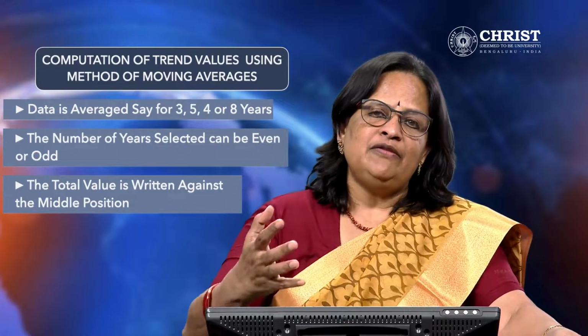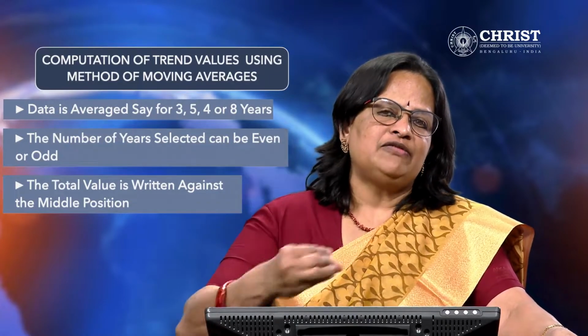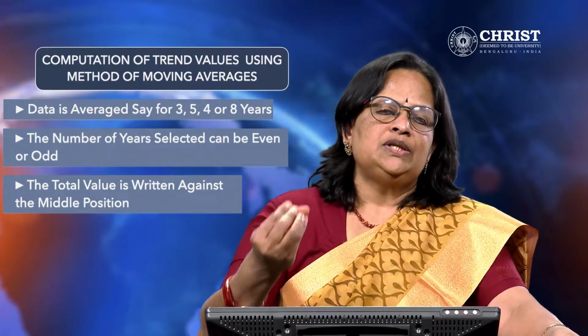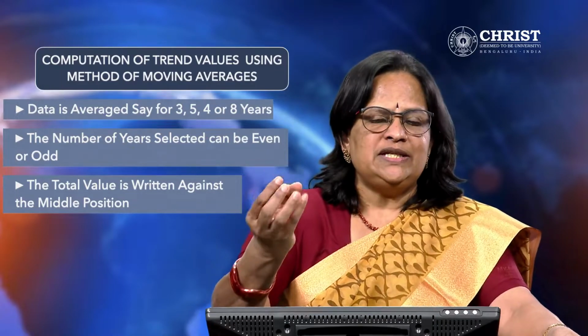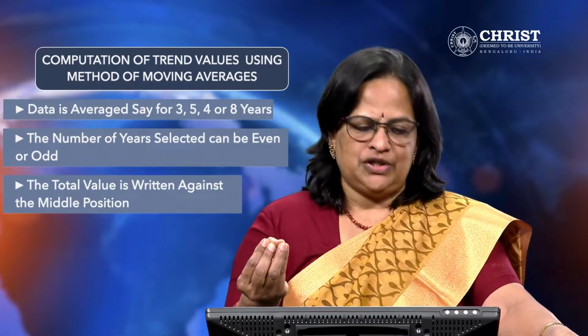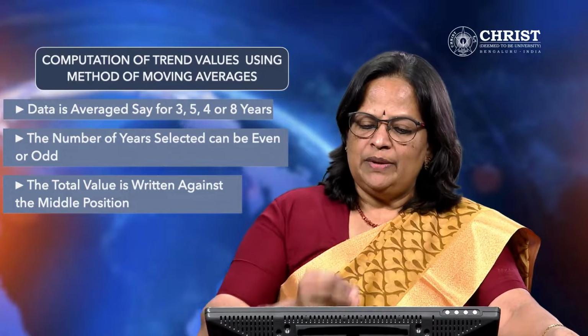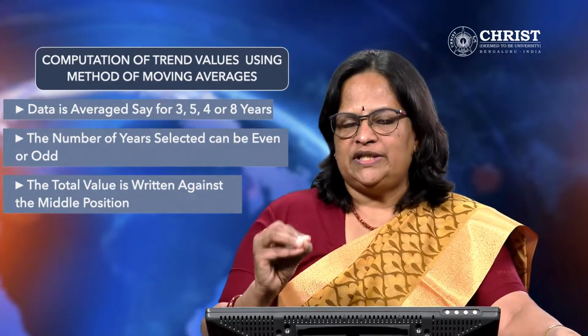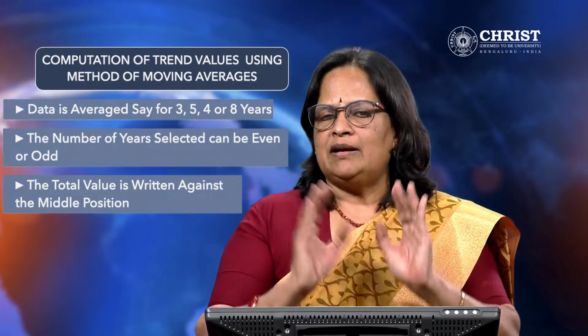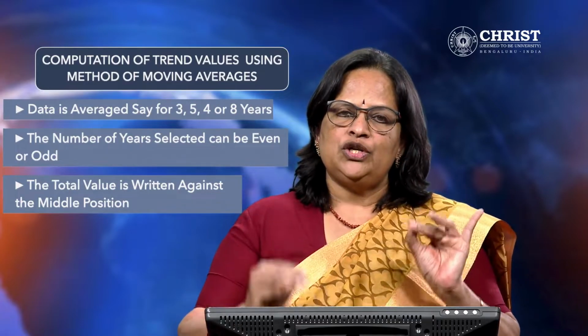But if it's an even number of years, the computation is slightly different. I will explain with the problem. So for 4 years or 8 years, we have a different computation. Later it will be averaged according to the number of years taken. So I am telling you again, the computation is slightly different, which we are going to learn with the help of the problem.